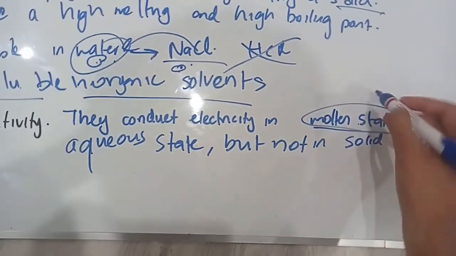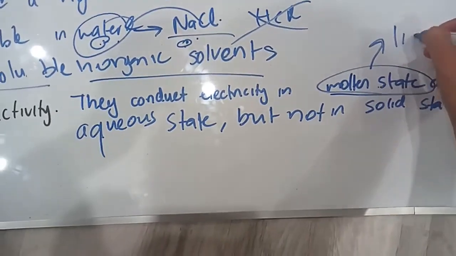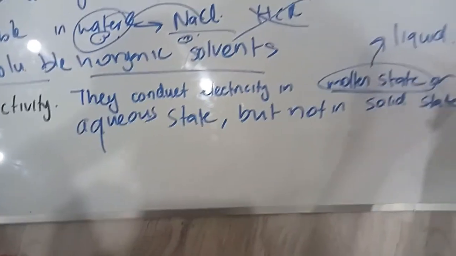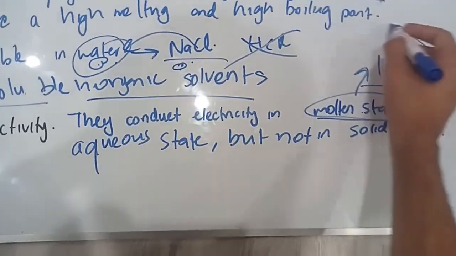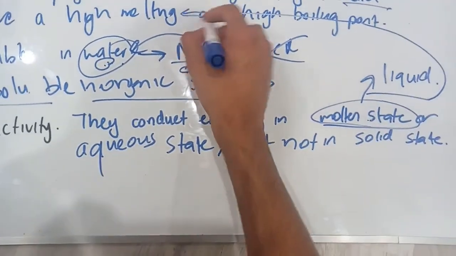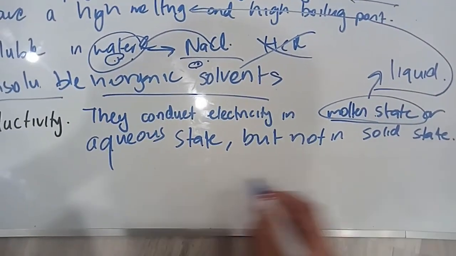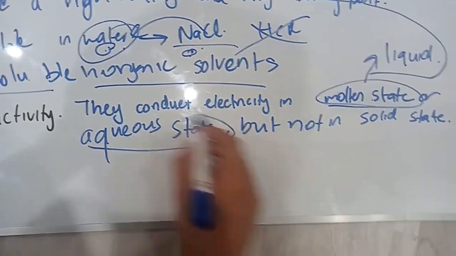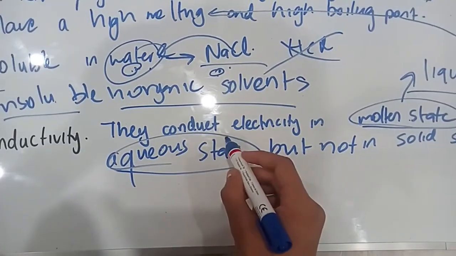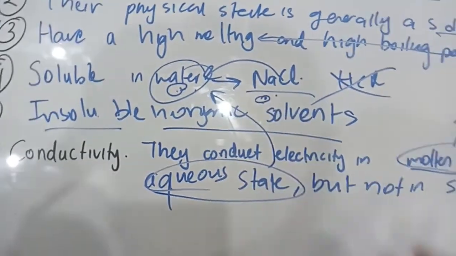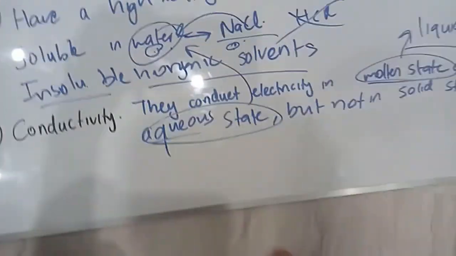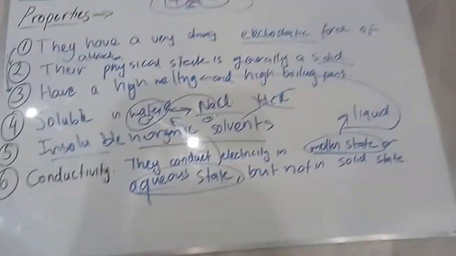When we talk about molten state, we're talking about when it's melted to be a liquid. And this is usually at high temperatures because they have a high melting point. Remember? And they also conduct in aqueous state. So this is when they're dissolved in water. Remember, they're soluble in water. Okay, so let's take a closer look at this.